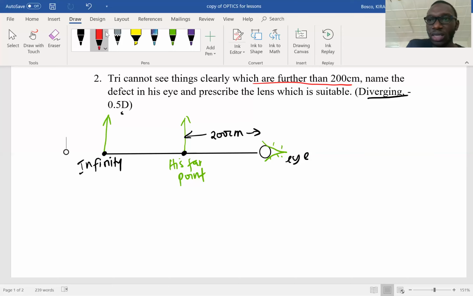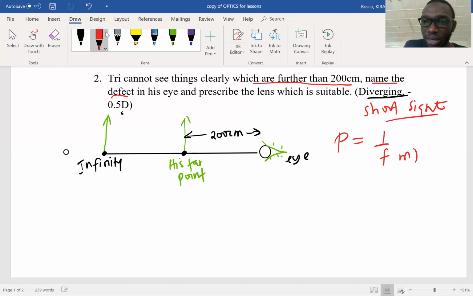So they say name the eye defect. The eye defect is myopia or short sight. So again, they want us to prescribe a lens. We prescribe by knowing which type of lens, either diverging or converging, and therefore we need to know the power of that lens. Power of a lens is 1 over the focal length in meters.